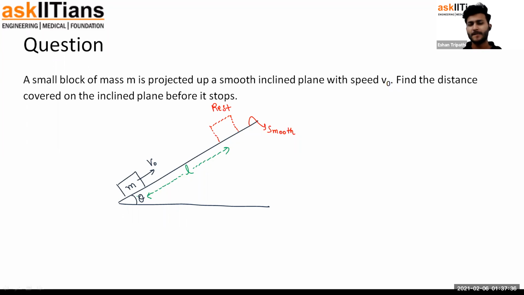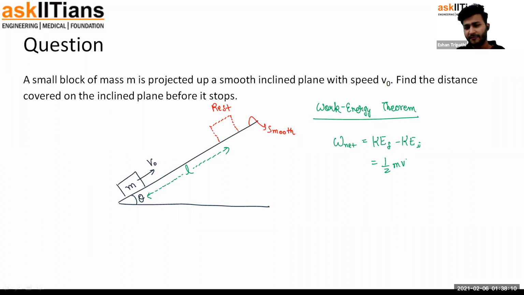Think about this. How can we do this? Okay, let's see. If we look at the free body diagram, we need to consider all the forces because, again, in the end, we are going to use the work energy theorem only. We are going to say that the net work done on the body because of all the forces which are acting is final kinetic energy minus initial kinetic energy. That is half mv square minus half mu square.